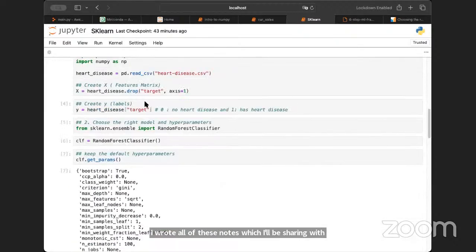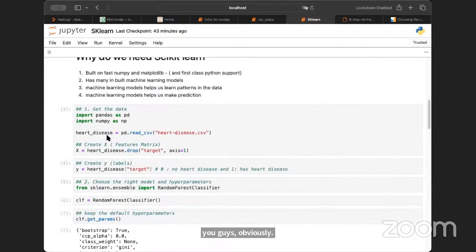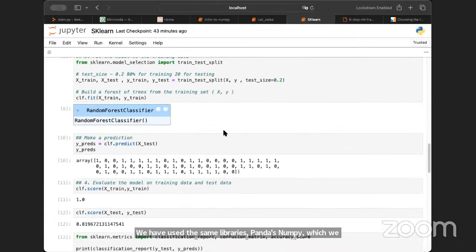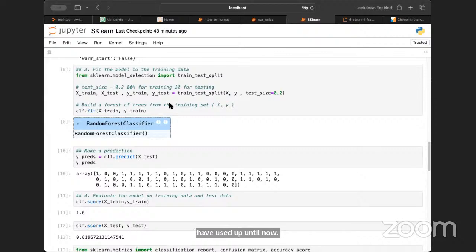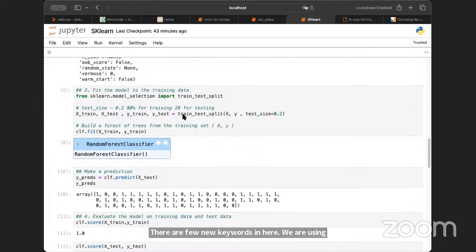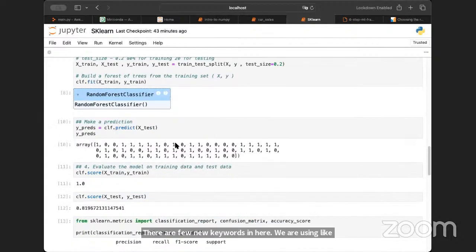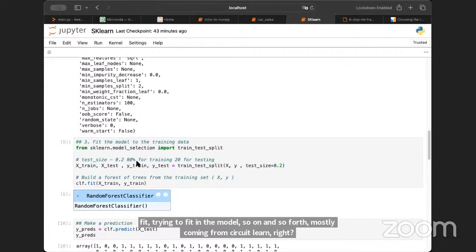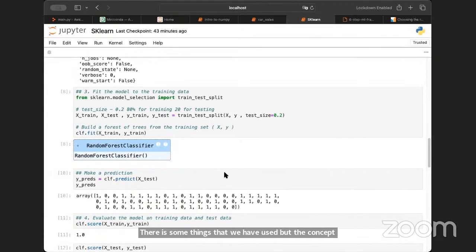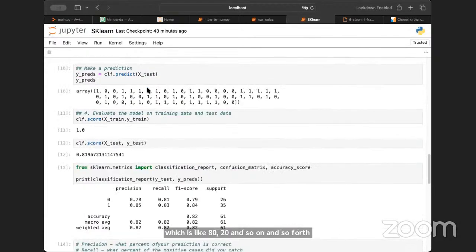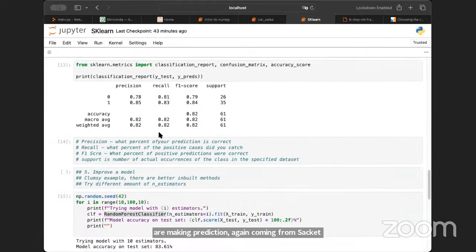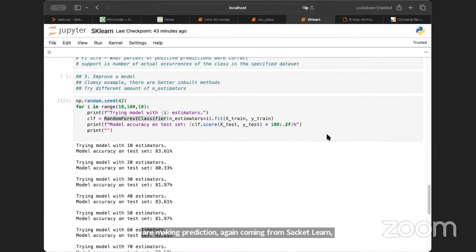Most of it we have just imported from libraries. We have used the same libraries, pandas, numpy, which we have used up until now. There are a few new keywords in here. We are using fit, trying to fit the model, and so on. Mostly coming from scikit-learn. The concept of 80-20 split comes from the first class. Then we are making predictions, again from scikit-learn, score from scikit-learn, metrics from scikit-learn. So a lot of these are just library functions that we are using.